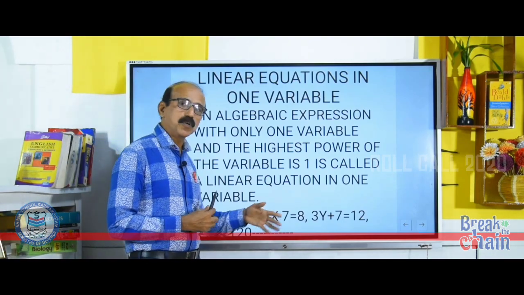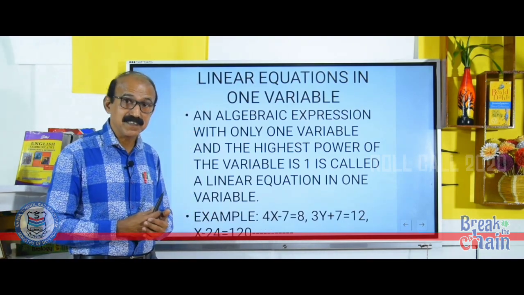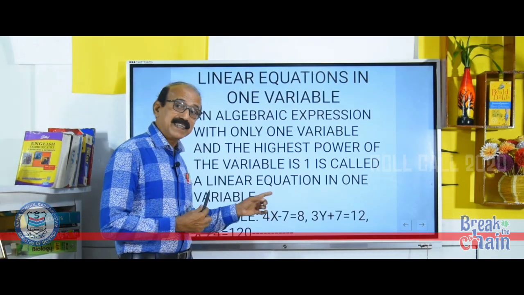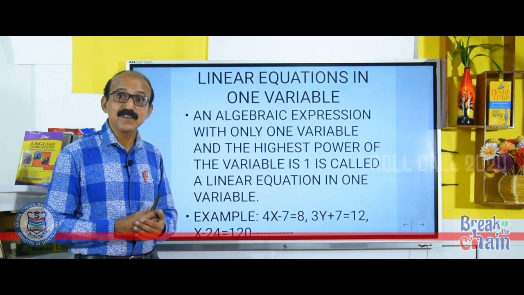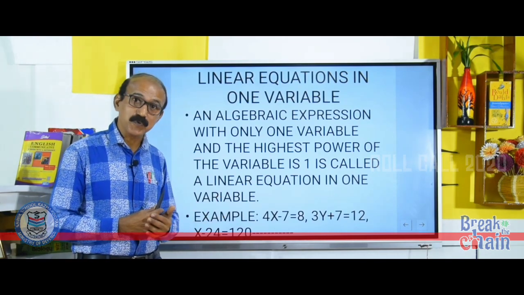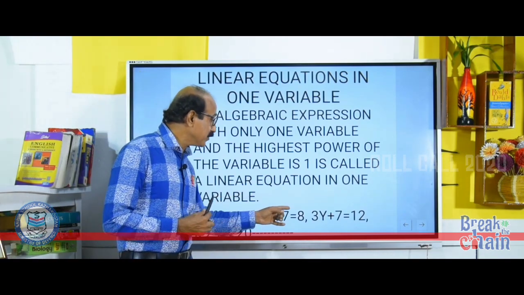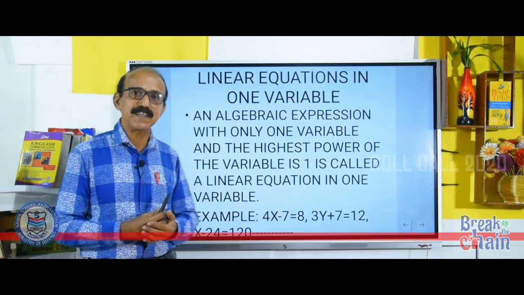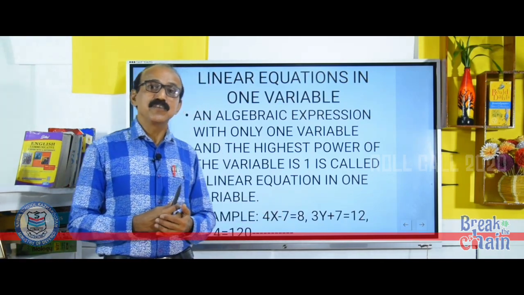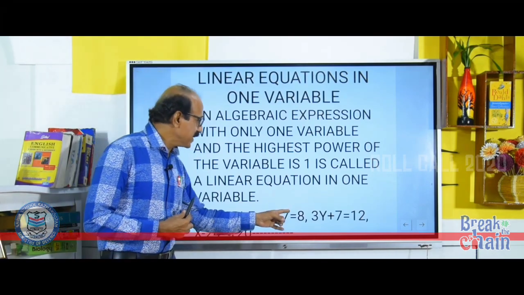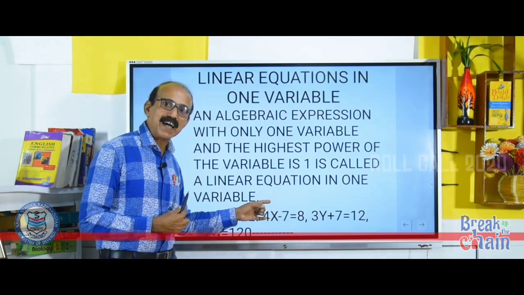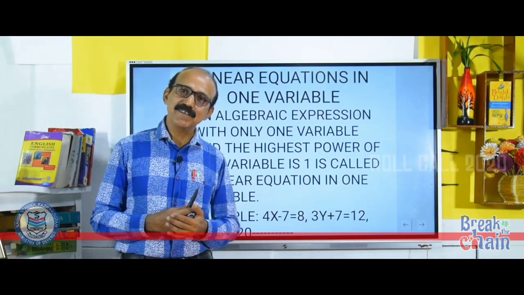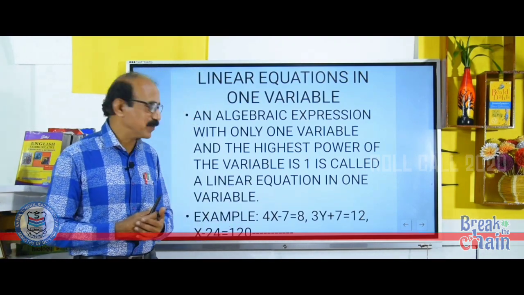4x minus 7 equal to 8. Here the variable is x, just one variable is present. Now, the highest exponent, the power of the variable x, is 1. So, it is linear. Moreover, an equal sign is there in between. We have equated an algebraic expression with a constant, so it is an equation. It is an equation with just one variable, having the highest power of the variable x as just 1. So, it is the best example of a linear equation in one variable.